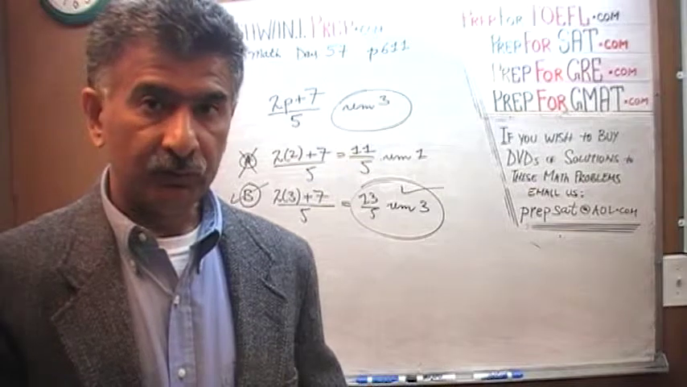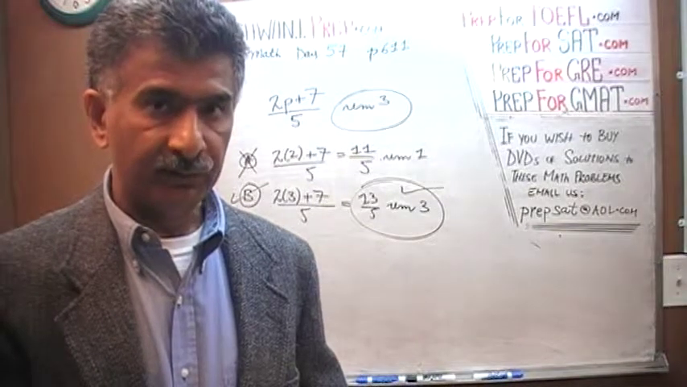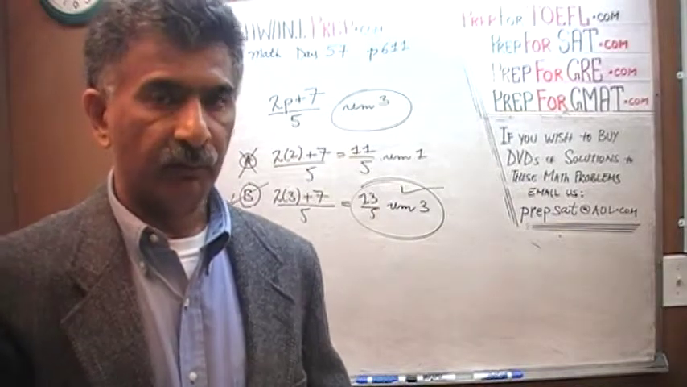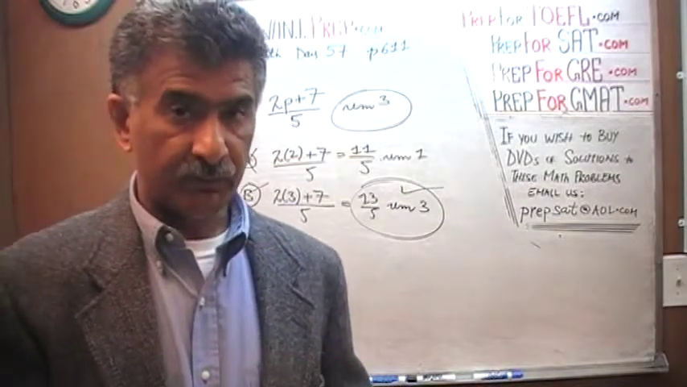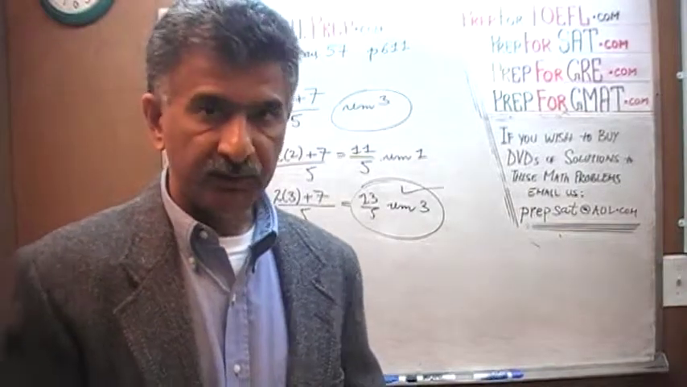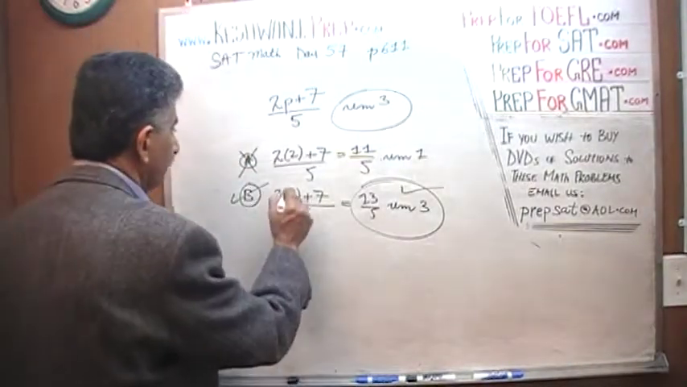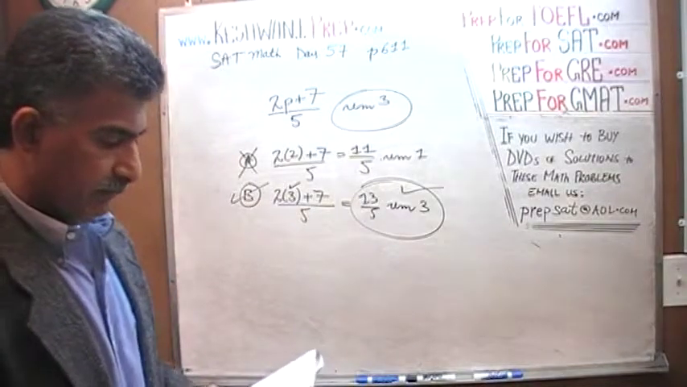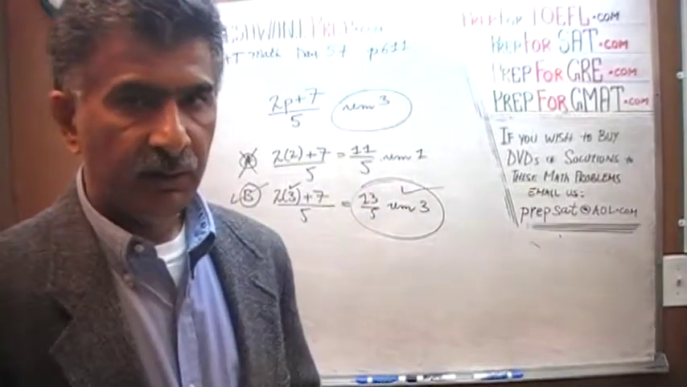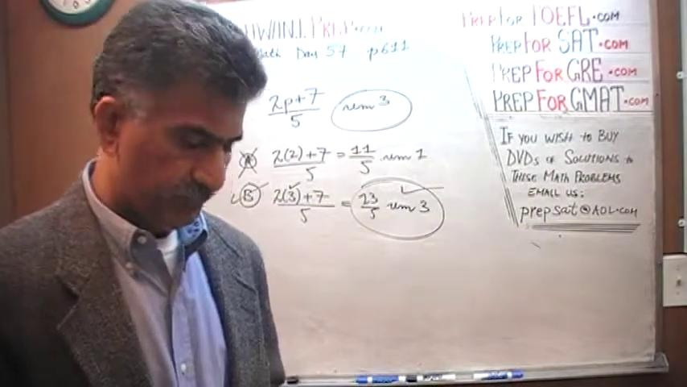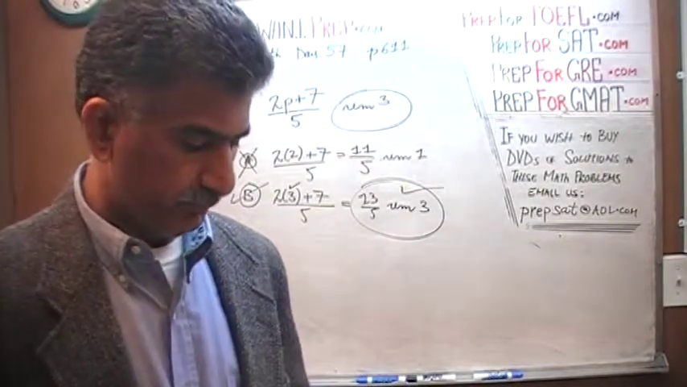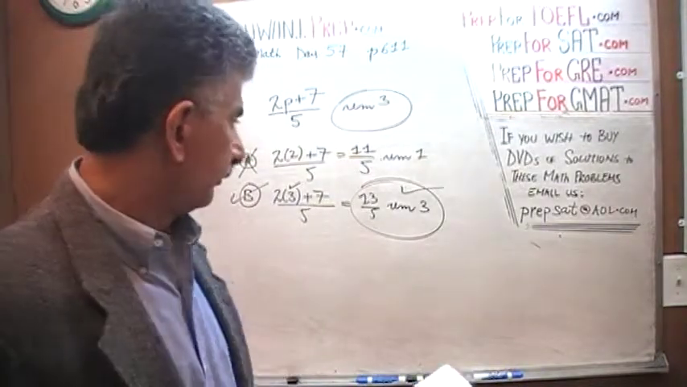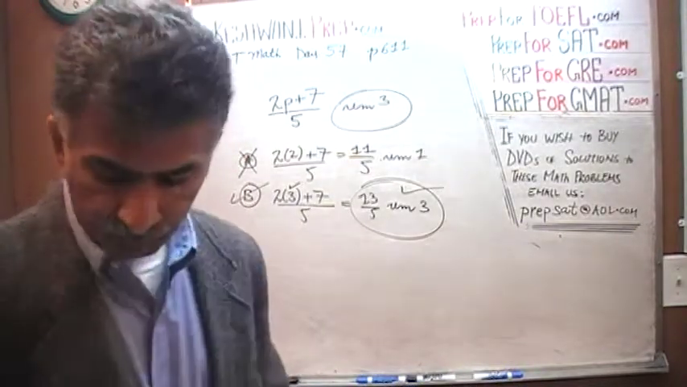E says 6. 2 times 6 is 12. 12 plus 7 is 19. 19 divided by 5 will have a remainder of 4. The only answer choice that gives us a remainder of 3 is B, when p happens to be 3. Do you understand? It's just a fluke that the value of p is 3 and so is the remainder. They're doing it just to freak you out. That's it. 13 divided by 5, as we said, would have a remainder of 3. Let's go to the next one. Number 10.